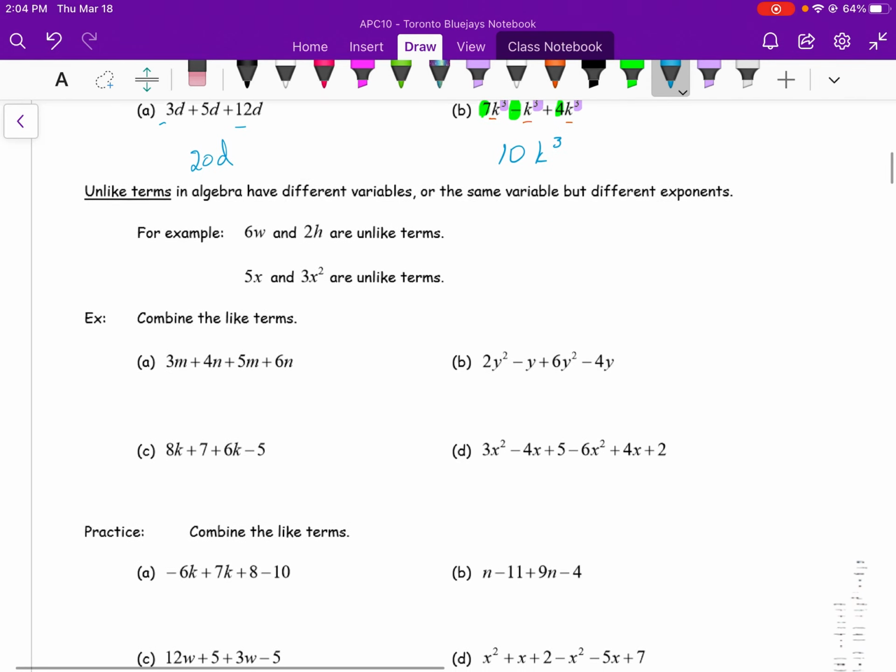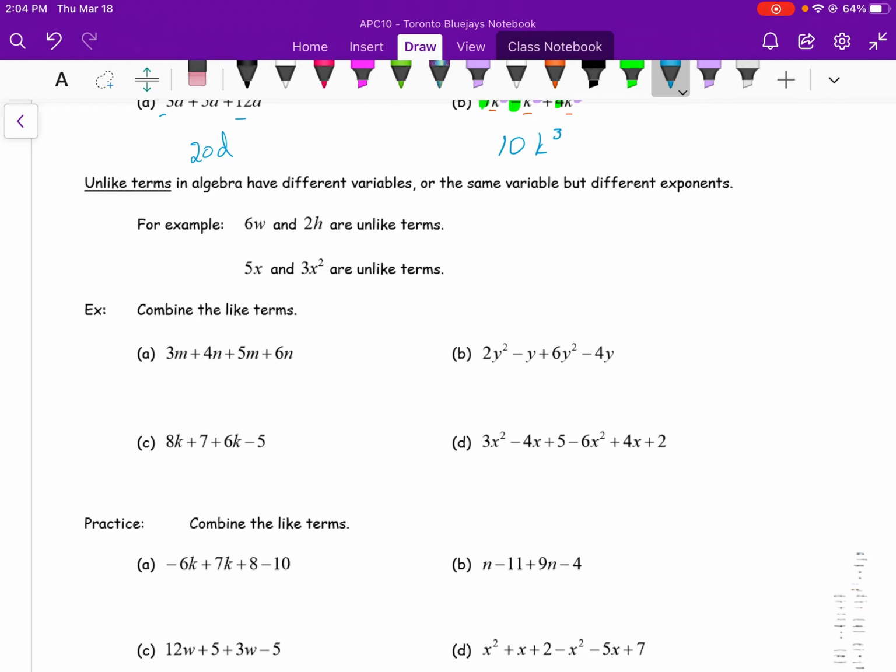Unlike terms. So unlike terms, it is really important that you're able to differentiate what terms are like and what terms are unlike. Unlike terms in algebra have different variables, or they may have the same variable but different exponents or degrees. So for instance, if we take a look at our first example here, 6w plus 2h are unlike. What makes them unlike is that we are talking different variables, w and h.